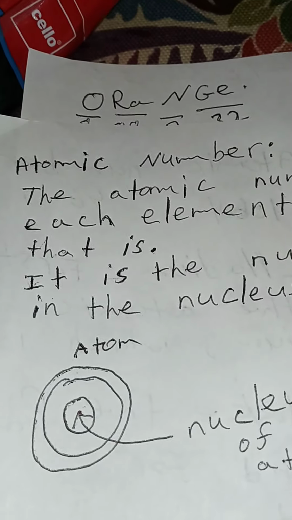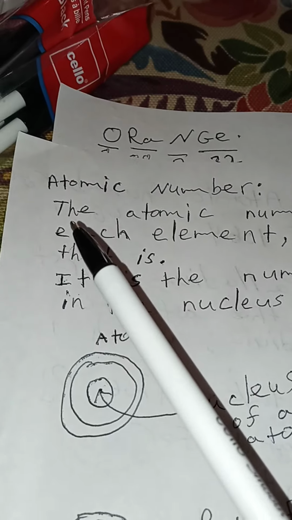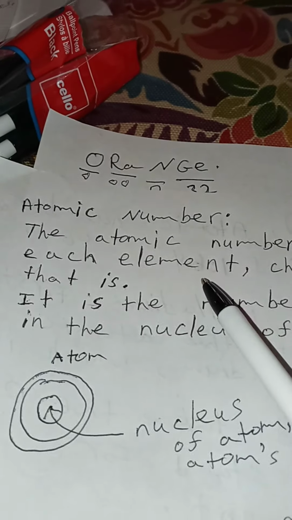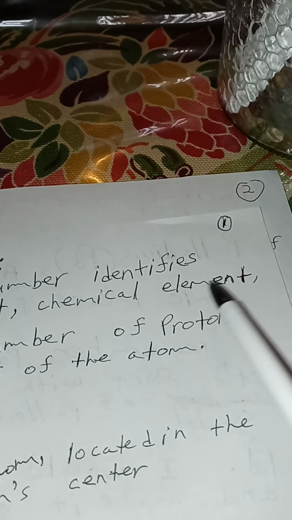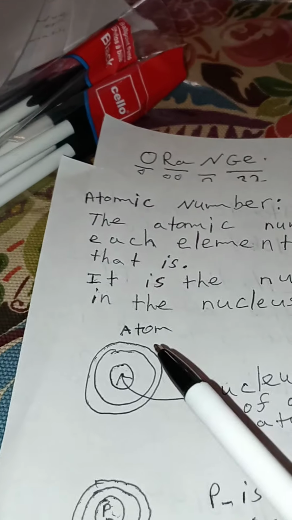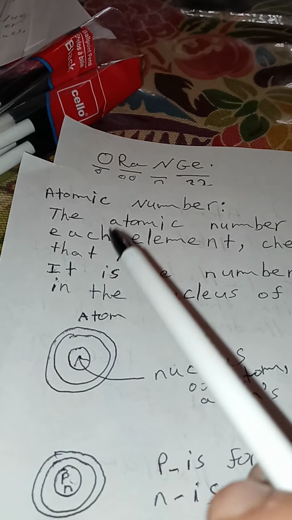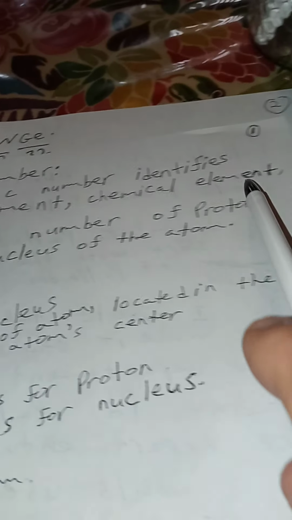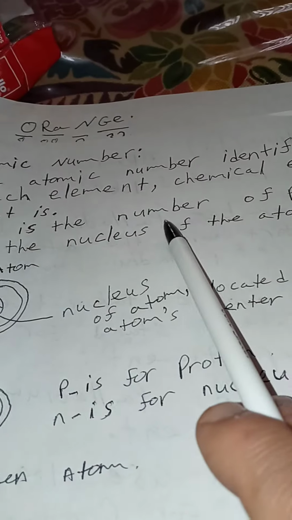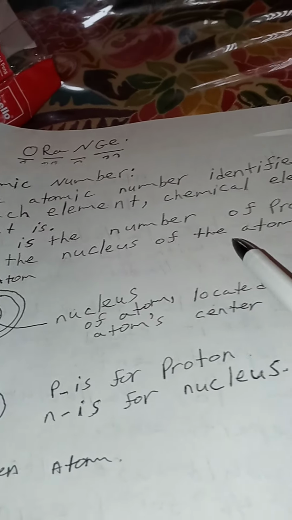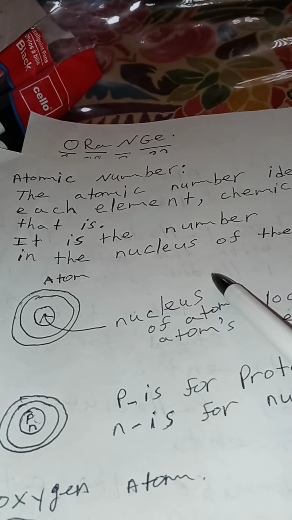The atomic number identifies each element or chemical element. It is the number of protons in the nucleus of the atom. So atomic number means the number of the atom. The atomic number identifies each element or chemical element. It is the number of protons in the nucleus of the atom.